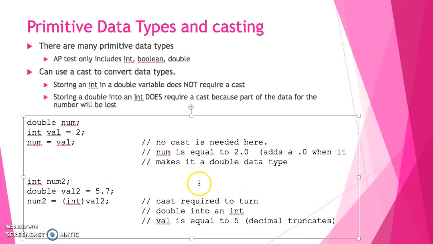And the reason why a cast is required is because we need to tell the computer that we recognize that some of the data is going to be truncated and we are accepting that and we are okay with it. So when you go from a double to an int, all decimal point is lost. Even if it was 0.99, it does not round up. It completely truncates, meaning that it chops it off.